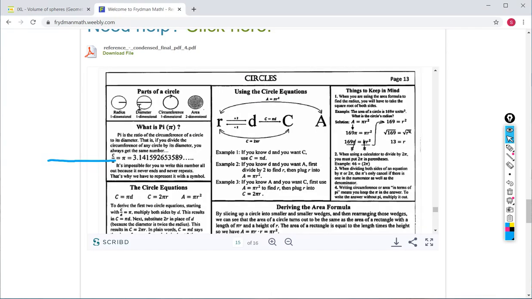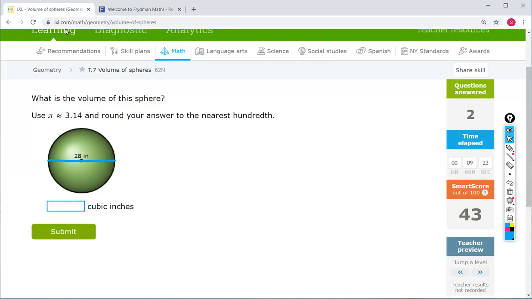But anyway, to find the radius, you have to take the diameter and divide it by 2, because the radius is half as big as the diameter. So the first thing that we're going to do here is we're going to take this diameter and divide it by 2 to get the radius, which is 14. So that means the distance from here to here is 14 inches. That's the radius, so that's what we're going to use in our volume formula.